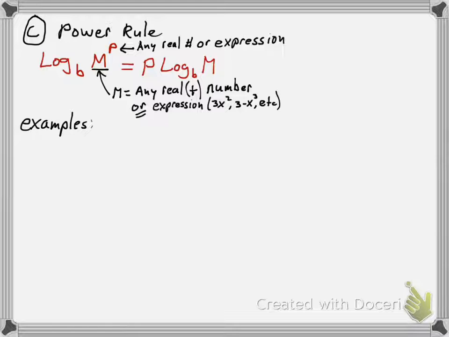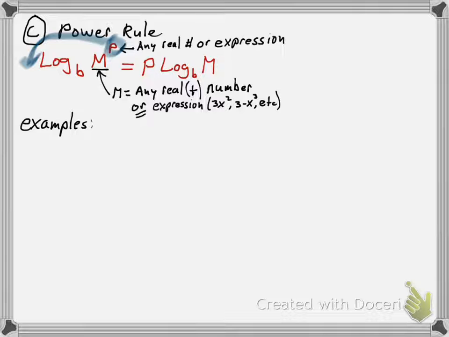This is one of the most important log properties we have, where we take this exponent, this guy right up here, and we put him in front, and he becomes a coefficient. We call this the power rule.